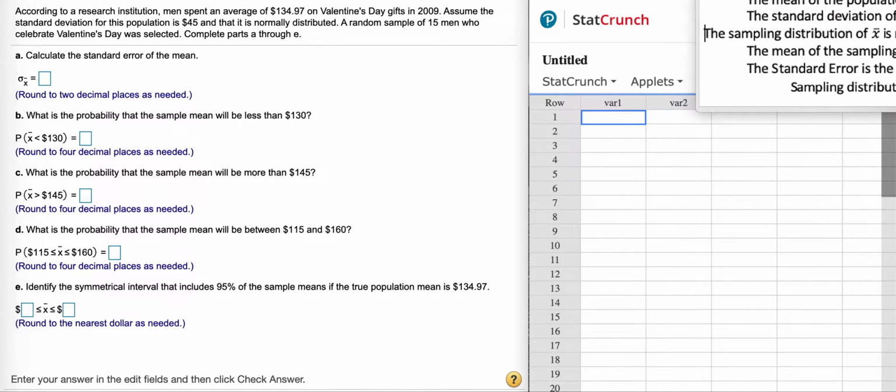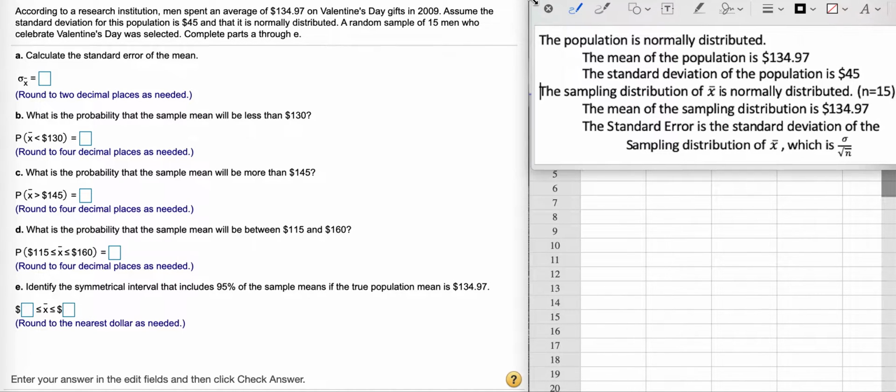So to begin with, let's consider the standard error. Note the population is normally distributed with a mean and standard deviation as given. Now the sampling distribution of X bar is normal because the population was normally distributed. So any size sample is going to result in a sample mean that's normal, so we don't need n to be larger than 30. The mean of the sampling distribution would be the same as the mean of the population, but the standard deviation of the sample mean, the standard error, would be the standard deviation of the population, sigma, which is 45, divided by the square root of the sample size, which is 15.